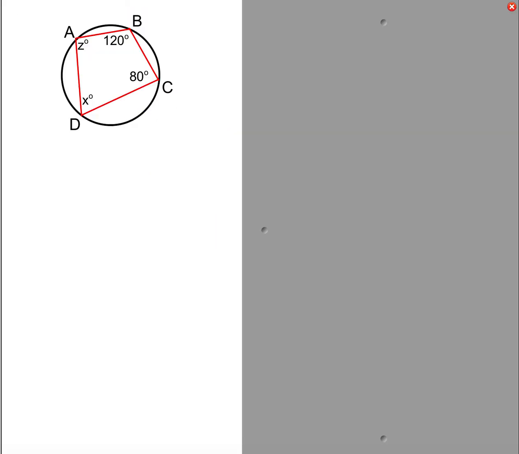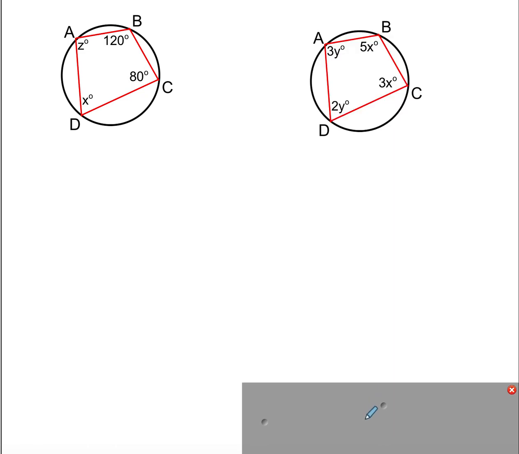So on your notes, you will see two practice problems there pertaining to quadrilaterals and circles, and what you need to do is set up the fact that their opposite angles are going to be supplementary. They're going to add to 180. Solve for each of these variables, and when you're done with that, please come and check it with me.